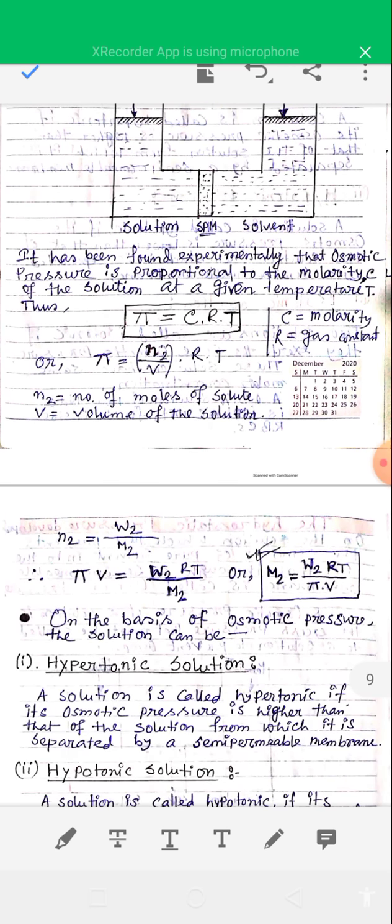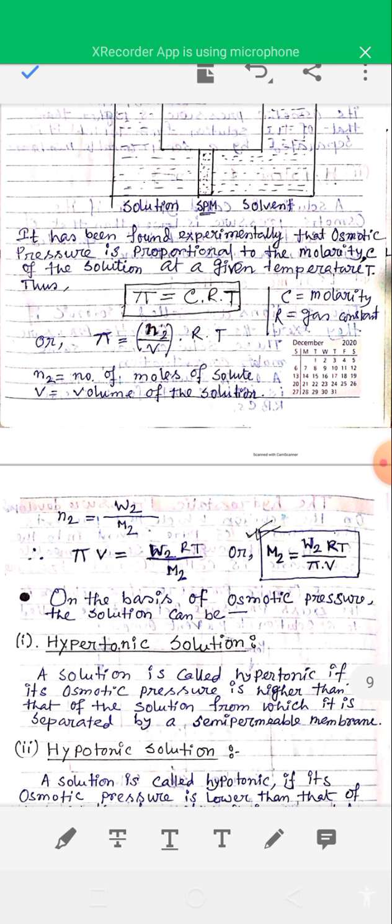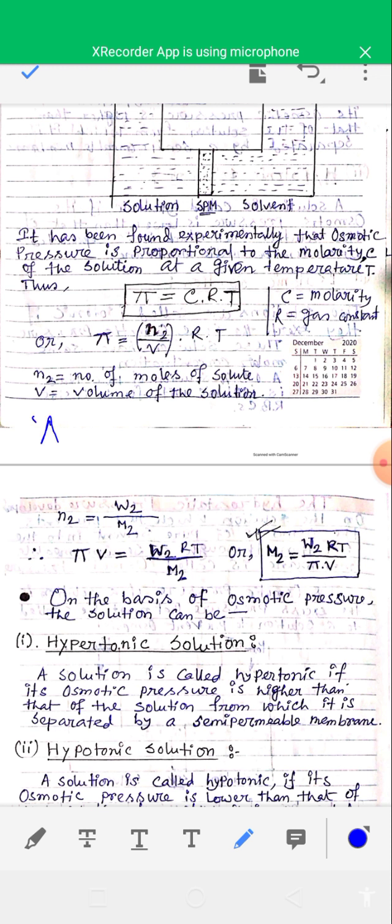Okay, and there is a formula for calculation of osmotic pressure, and it has been found experimentally that osmotic pressure is proportional to the molarity of the solution. Osmotic pressure, which is represented by pi, is found experimentally to be proportional to molar concentration. It is not molal, it is molar concentration of the solution, that is, molarity of the solution at a given temperature, and it is also proportional to temperature. Okay, so pi is proportional to C, and the osmotic pressure of the solution is proportional to temperature.